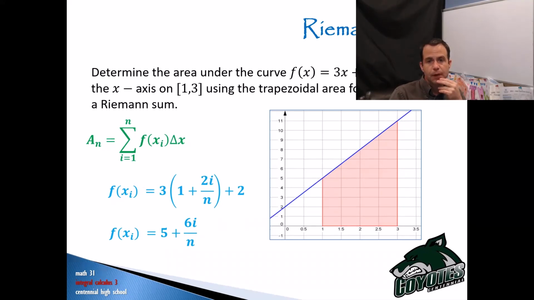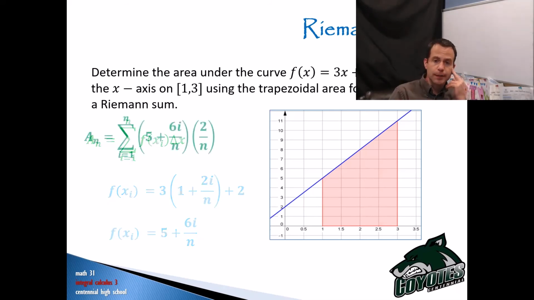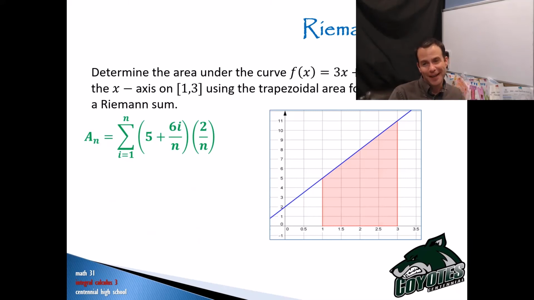Okay? All right, so now I know what the increment of x is, or how to represent it, and I know what f of x subscript i is. So I'm going to plug that into my Riemann sum. Remember it was f of x subscript i, and that's 5 plus 6i over n. And then the increment of x was 2 over n. That's where those two things are coming from. The 2 over n is just a coefficient. It has nothing to do with the summation, so that can come to the front. The summation will distribute to the 5 and to the 6i over n.